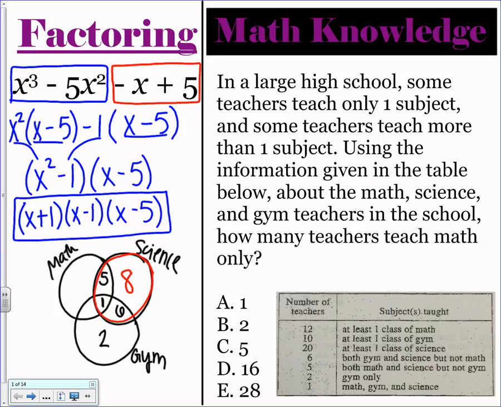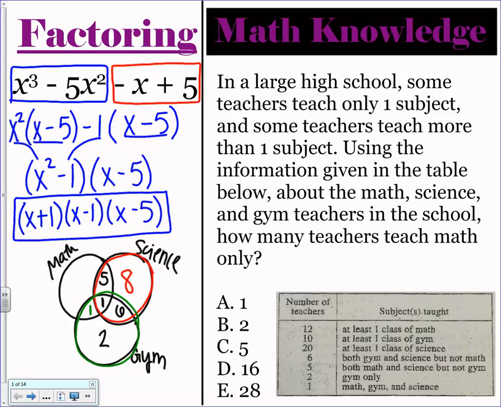So now we're going to look at this next one. 10 teach 1 class of gym. So that means that everything in the gym circle should add up to 10. Well, we've got 6, 1, and 2. So that leaves us with another 1 that teaches gym and math, but they don't teach science. That's what that tells us.